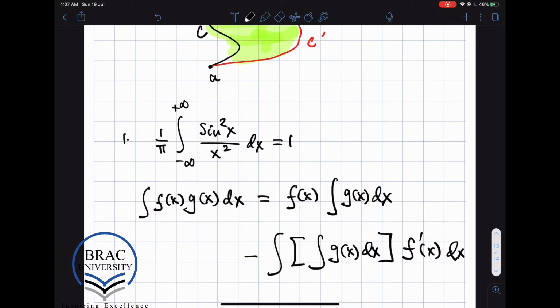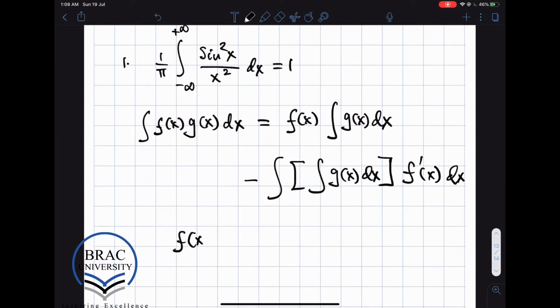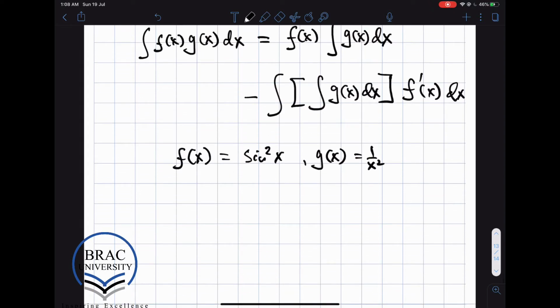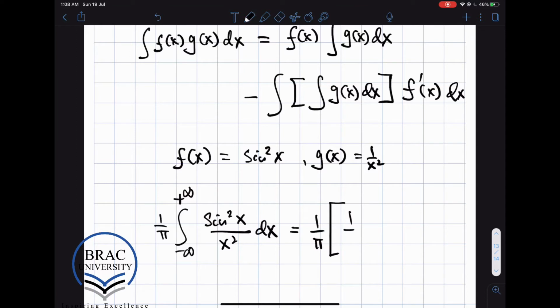So this is our integration by parts formula. Now if I take f of x to be sine squared of x and g of x to be 1 over x squared, then 1 over pi, integrate from minus infinity to plus infinity, sine squared of x by x squared dx, will first give me a boundary term, which is going to be sine squared of x over x, but the limit is from minus infinity to plus infinity, and because of that this is going to go to 0.